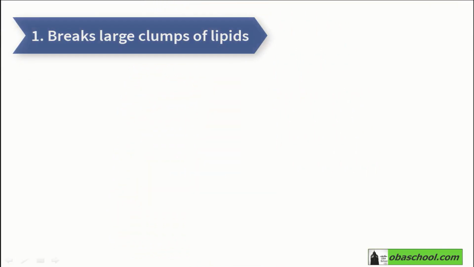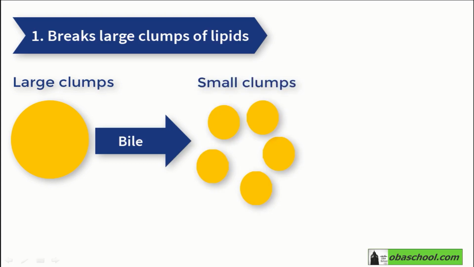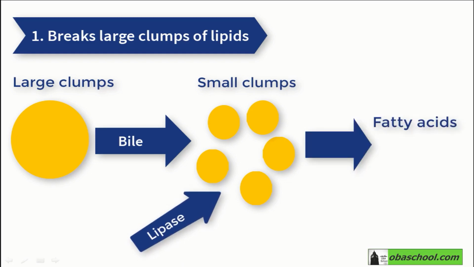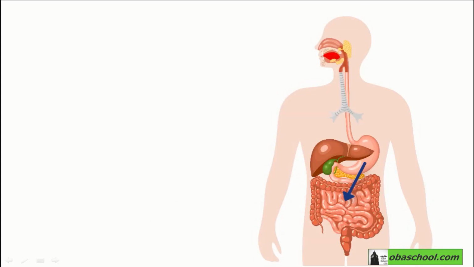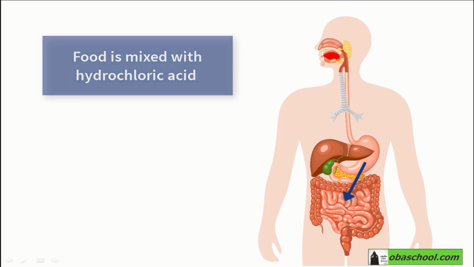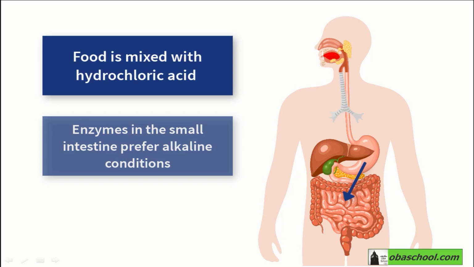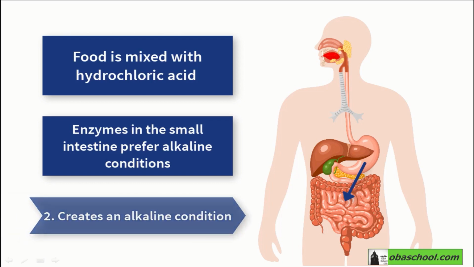First, it breaks large clumps of lipids into smaller ones, giving more access to the lipase enzyme to digest fats into fatty acids and glycerol. Second, the food moving from the stomach to the small intestine is being mixed with a strong acid, which is hydrochloric acid. But enzymes in the small intestine prefer alkaline conditions. So bile creates an alkaline condition with a pH of 8.